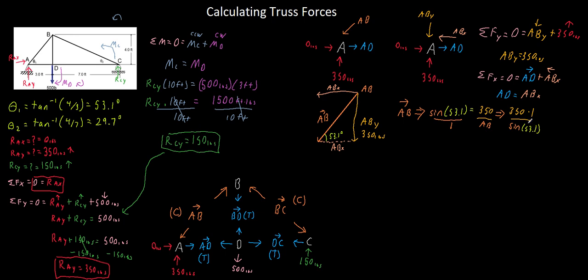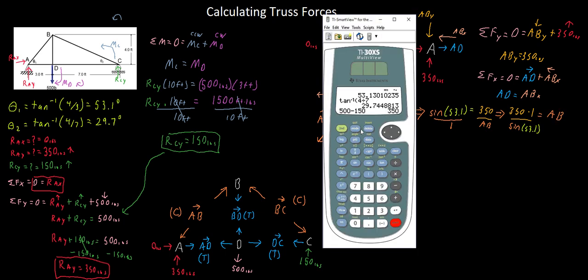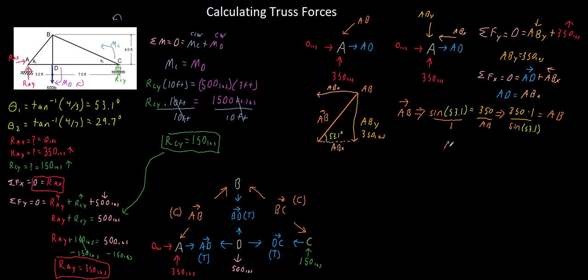And we could set that equal to AB, and to solve for this, I just plug it in my handy-dandy calculator. We say 350 times 1, which is just 350, divided by the sine of 53.1. And what do we get? Well, we get 437.67, so we get AB equals 438 pounds of force. A good rule of thumb on the vector forces is to round to the whole number, just like over here, we rounded to one decimal place for our angles.